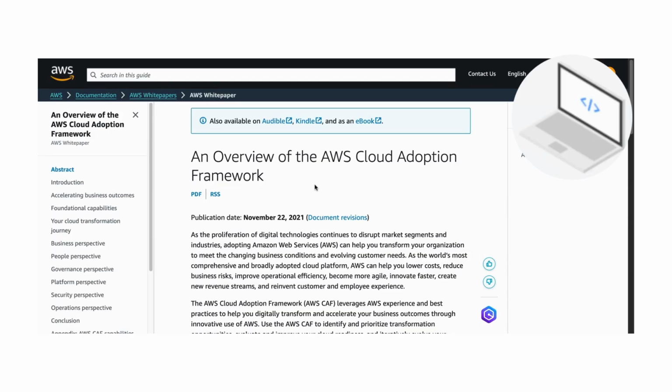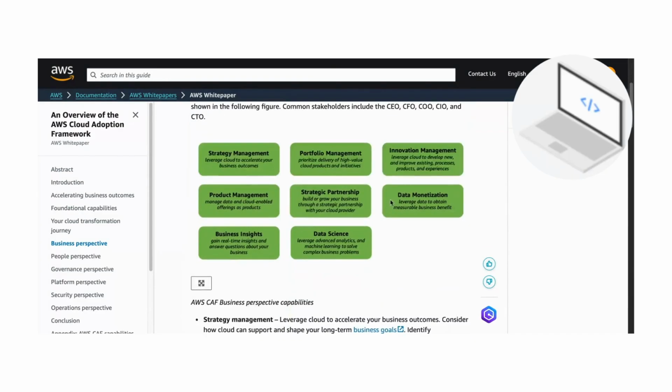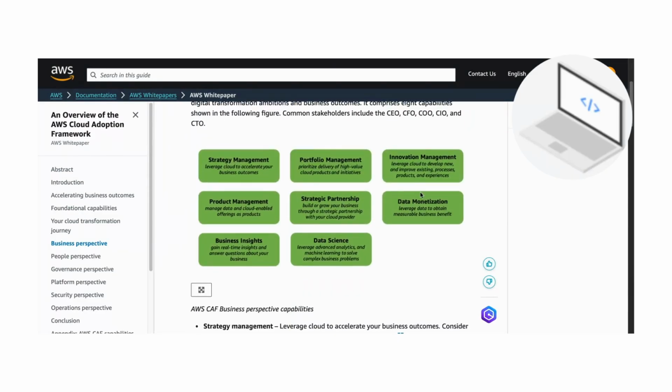The framework is divided into 6 perspectives, and we're going to dive into them one by one. The first off is business. And the business perspective is all about how we can use cloud investments to drive our digital transformation and achieve our business goals. We'll be looking at 8 key capabilities that form the foundation of the business perspective.